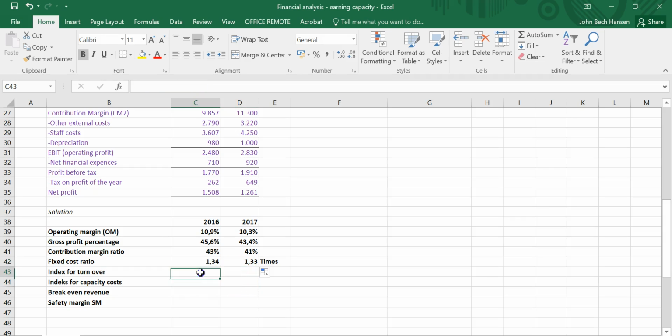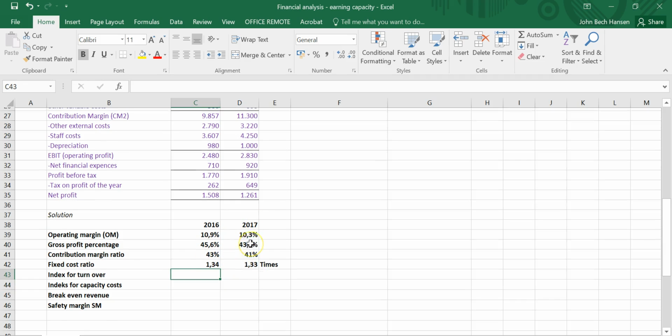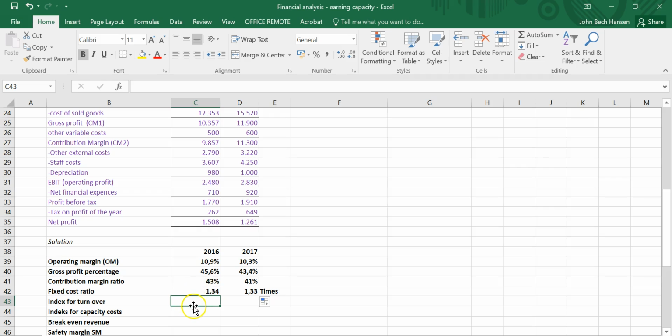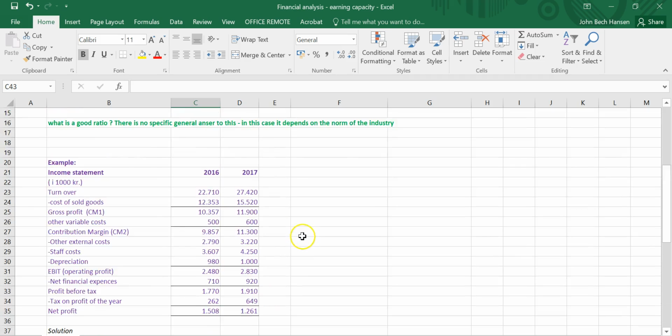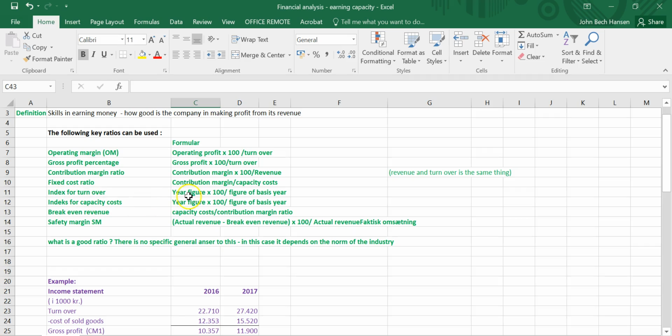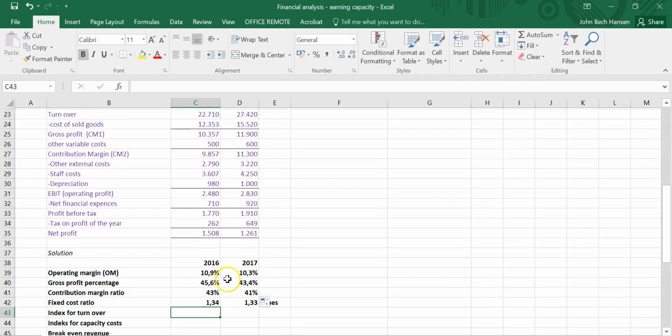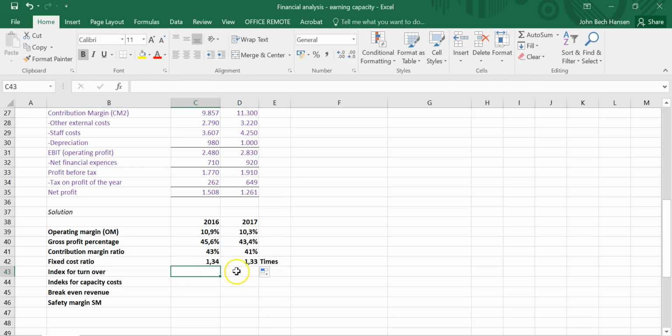Index, well, normally we calculate that when we have several years to analyze the trend, but I'll just show you here how to calculate index numbers. And the formula of that I have shown up here. It's the year figure, so the running year, so to speak, divided by the basis, divided by the first year. And of course, it will be 100 for the first year. So I'll just show you.